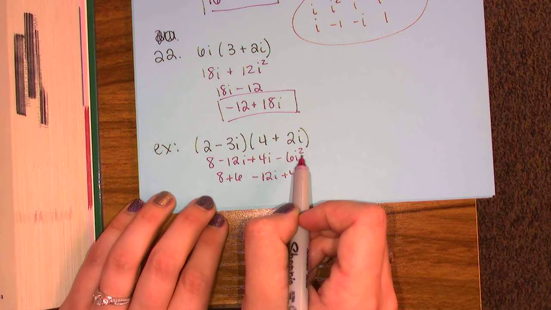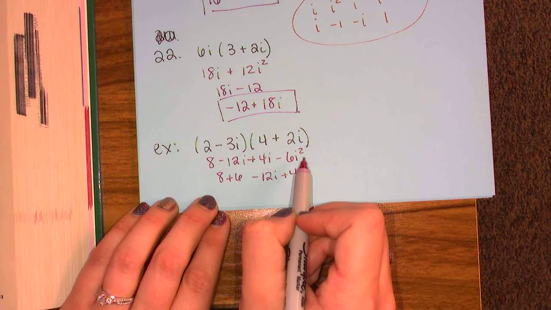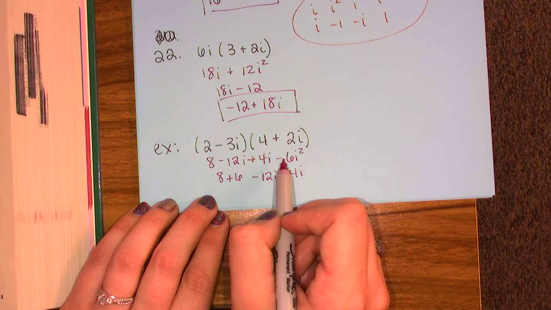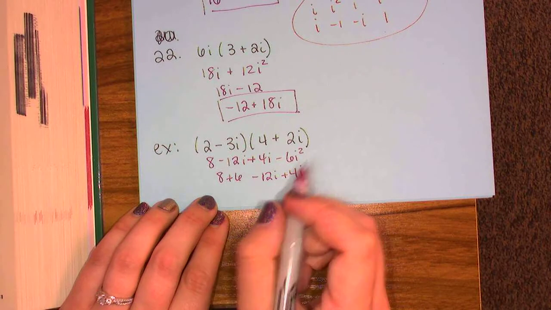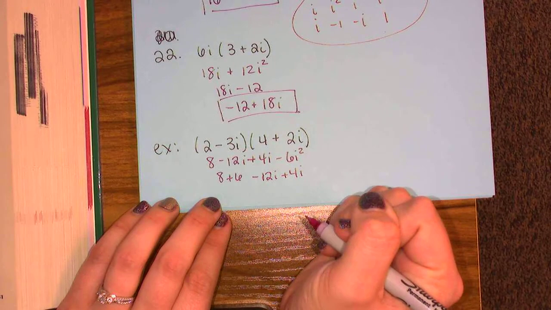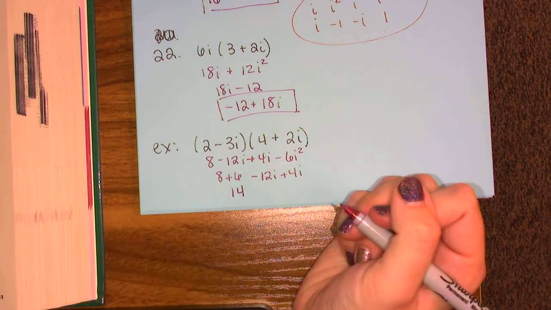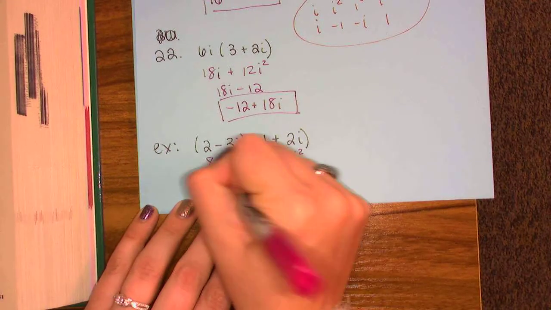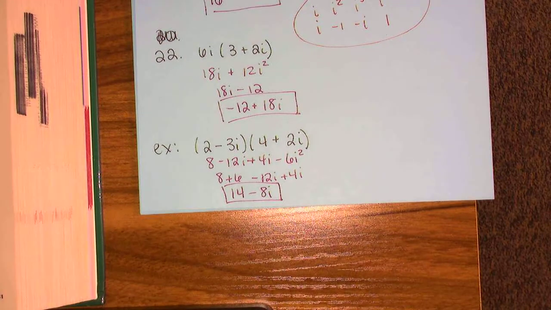Hold on. What's the question? Because i squared is negative 1, so negative 1 times negative 6 is positive 6. Alright, so 8 plus 6. Negative 12i plus 4i. We'll talk about that in a minute.